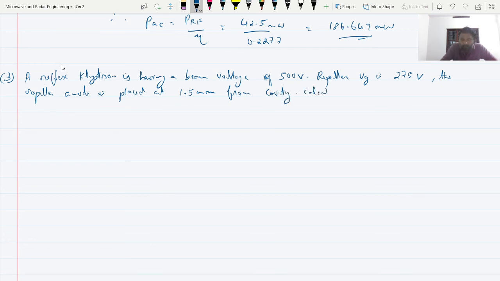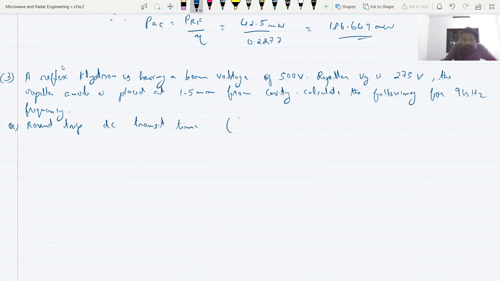Calculate the following for 9 GHz frequency. What are the following? A, that is the round trip DC transit time, that is T suffix T.